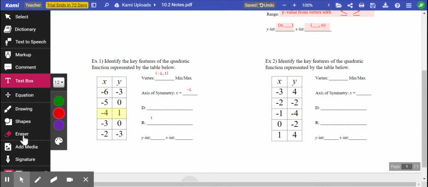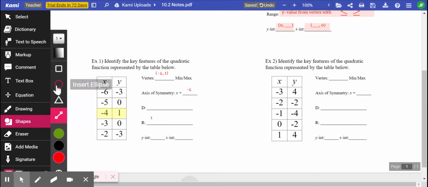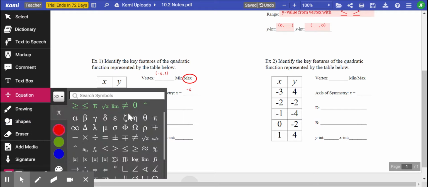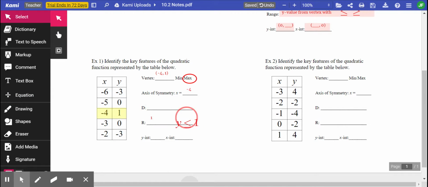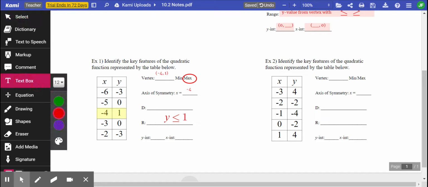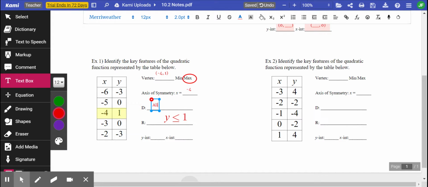We need to ask ourselves, is this the biggest y value or the smallest? And I know that 1 is bigger than negative numbers, so that is the maximum. So instead of just using a 1 for my range, I'm actually going to say y is less than or equal to 1, because all the other numbers in my table are smaller than that. So I'm going to go ahead and delete this one. Domain is always all real numbers, so you don't have to worry about that. You can fill that in without even looking at it.